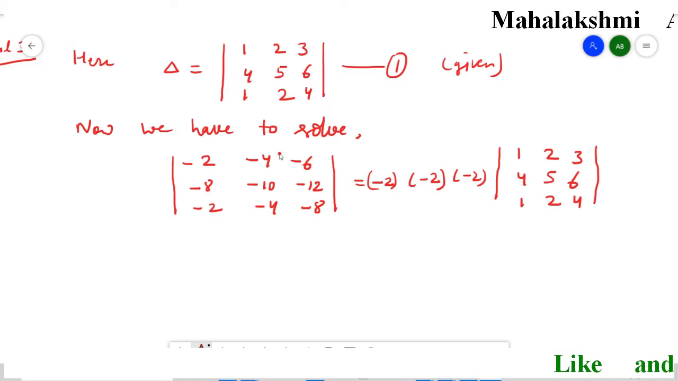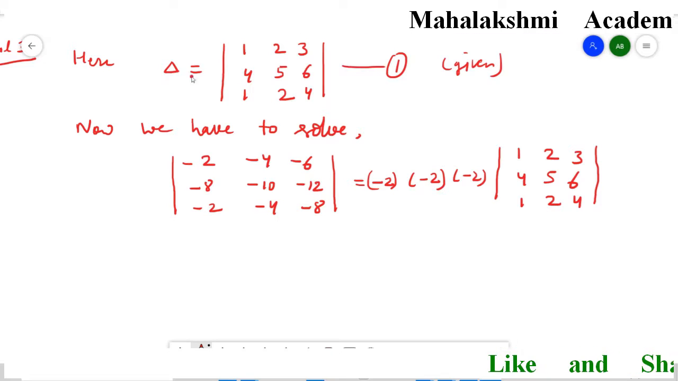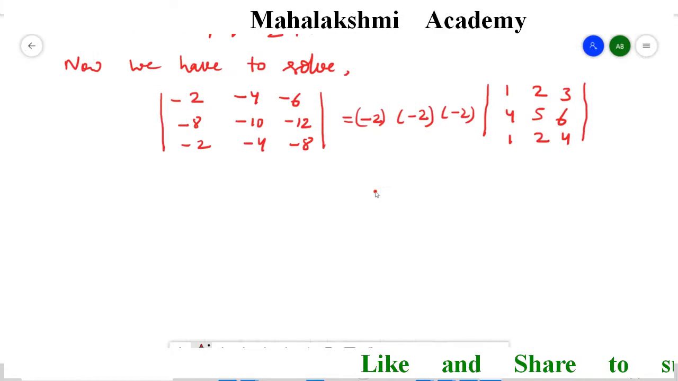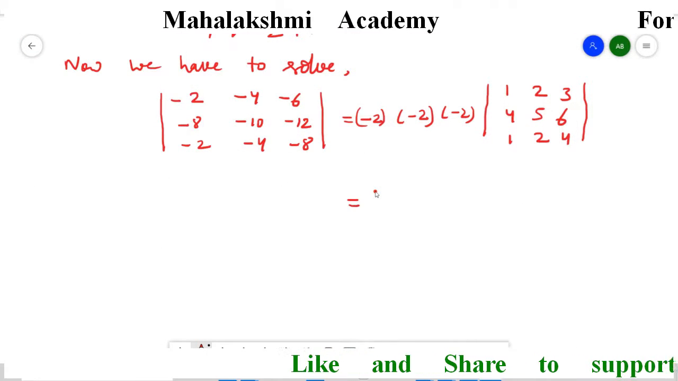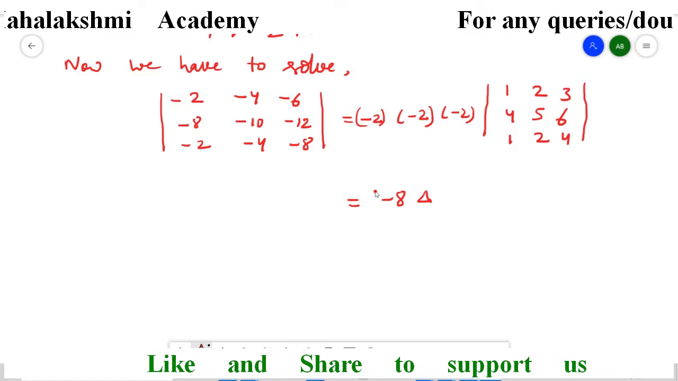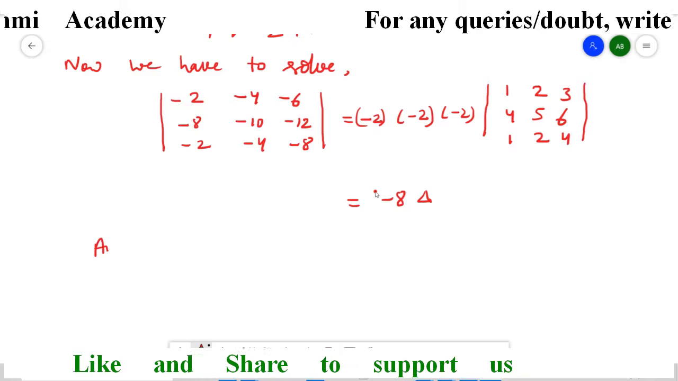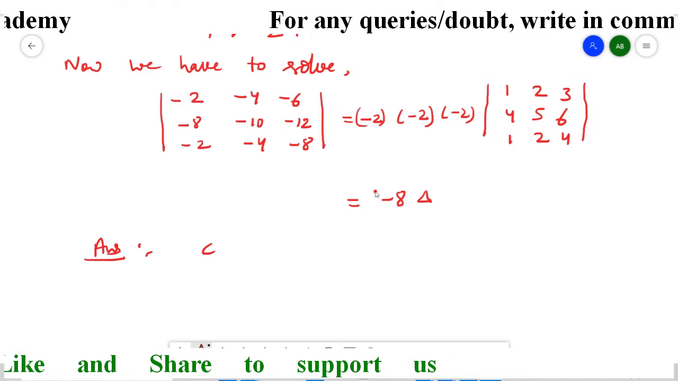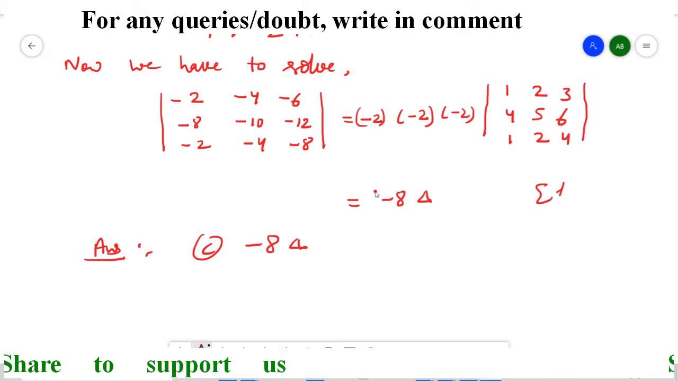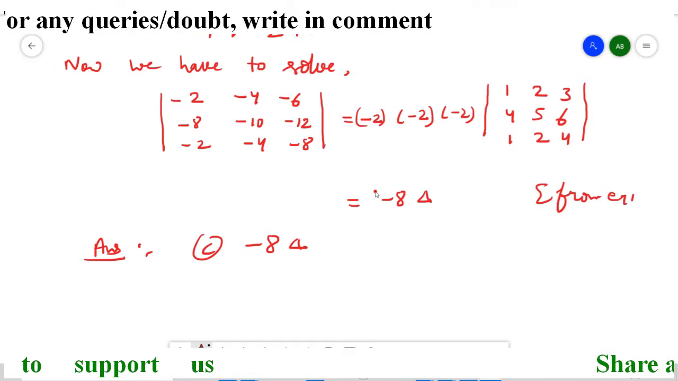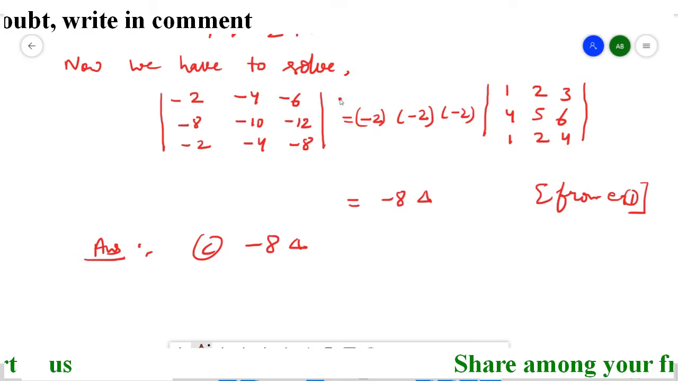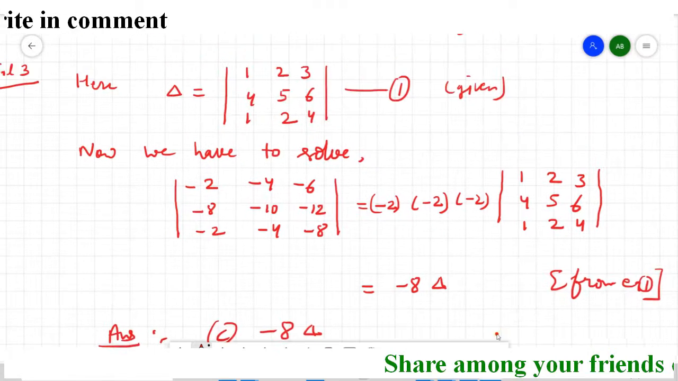Now students, from equation 1, this is actually delta. So here you can write delta, and you will get -8 delta. Among the options we have to select, the correct option is C, -8 delta, and we write that it comes from equation 1. So the third question is completed.